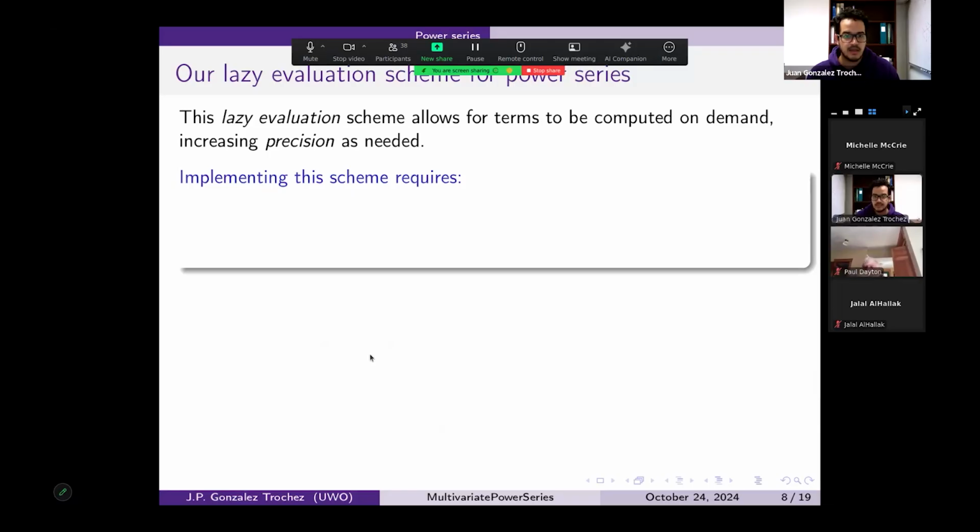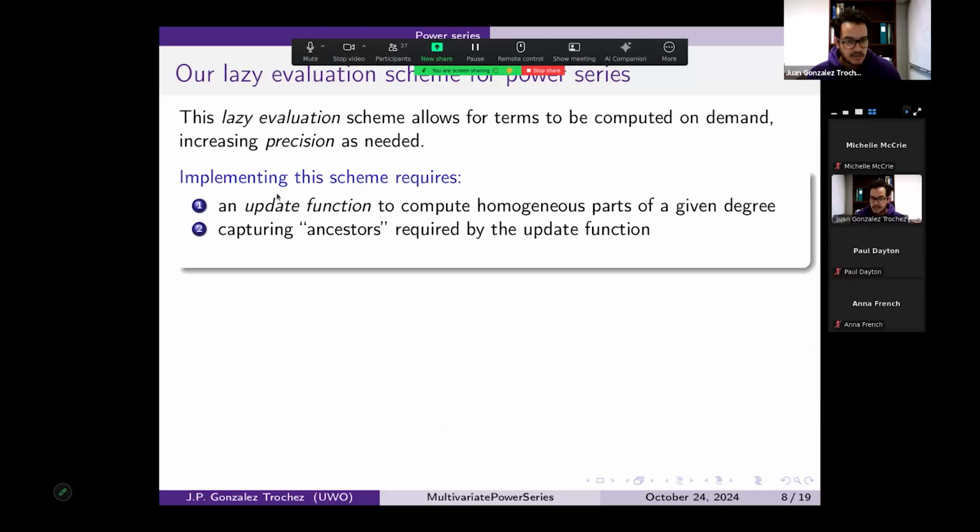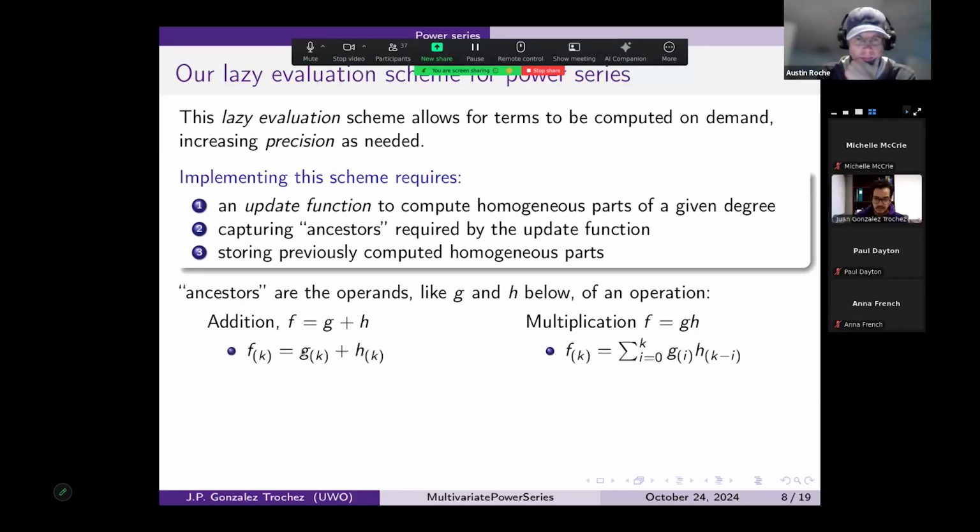To implement this scheme, we require the following. First, an update function, which is in charge of computing the homogeneous part of a given degree. Second, we need to be able to store the required information for the update function to work. In this case, we call these ancestors. And finally, we store every homogeneous component that we compute. As an example, if we want to add two power series G and H, the ancestors of the power series F will be G and H, and the update function is in charge of computing the homogeneous part of G of degree k and the homogeneous part of H of degree k, adding them, and storing the result.